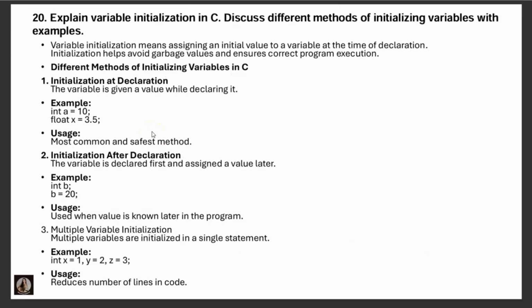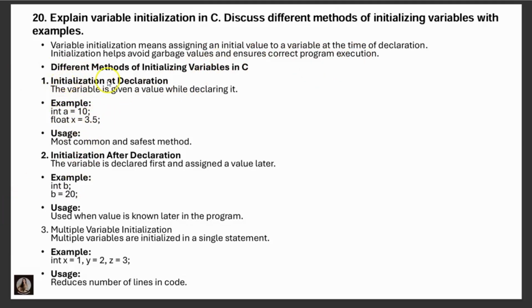Clear? And the next question is: explain variable initialization in C. Discuss different methods of initializing variables with examples. Variable initialization means assigning an initial value to a variable at the time of declaration. Initialization helps avoid garbage values and ensures correct program execution. Here we have different methods of initializing variables.